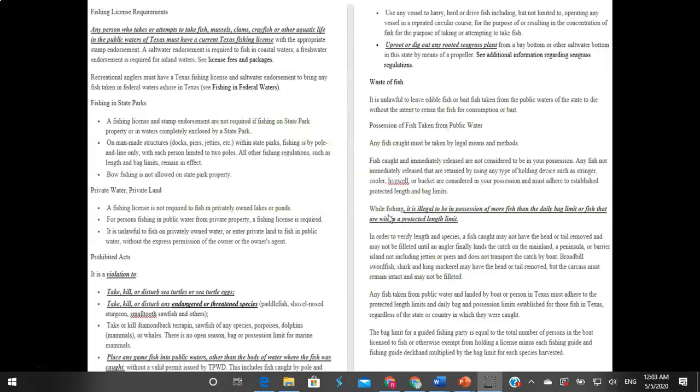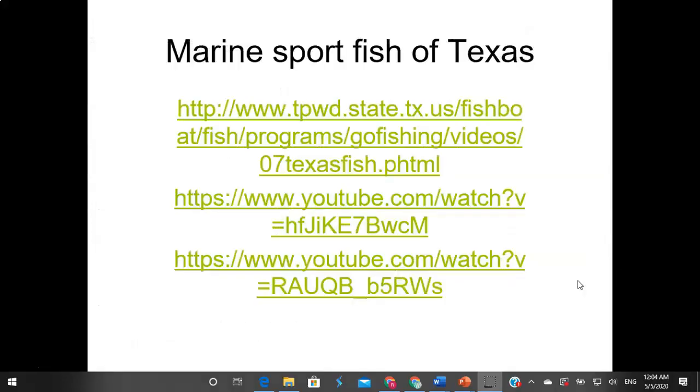One last thing: while fishing, it is illegal to be in possession of more fish than the daily bag limit or fish that are within a protected length limit. And we'll be going over all of these details in today's lecture.